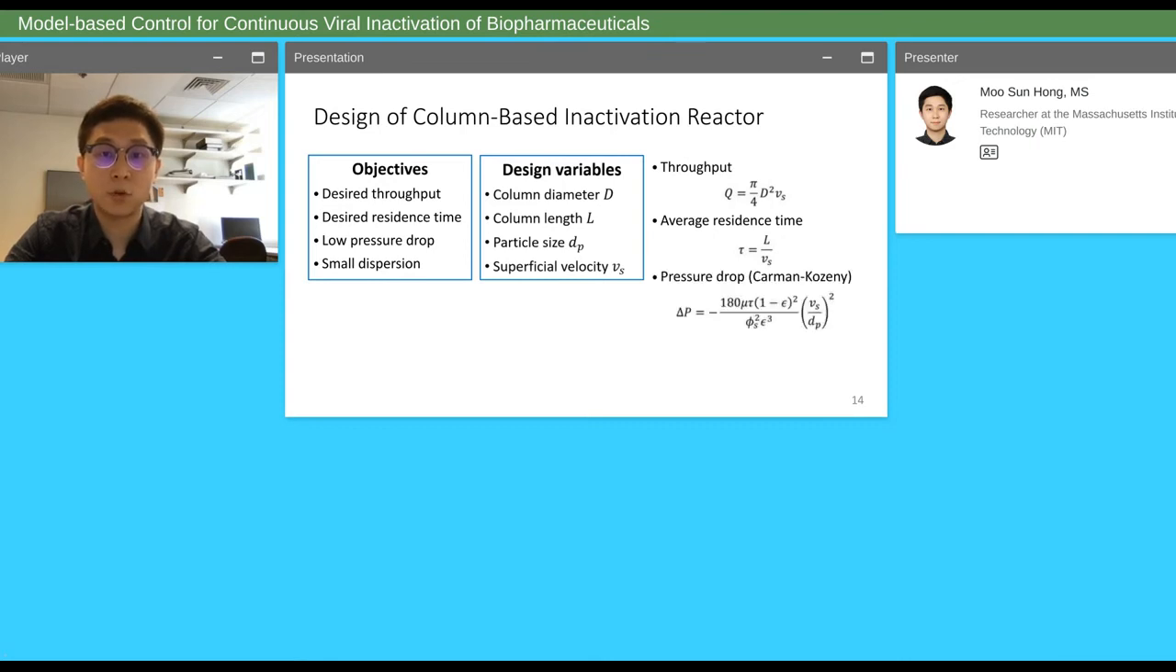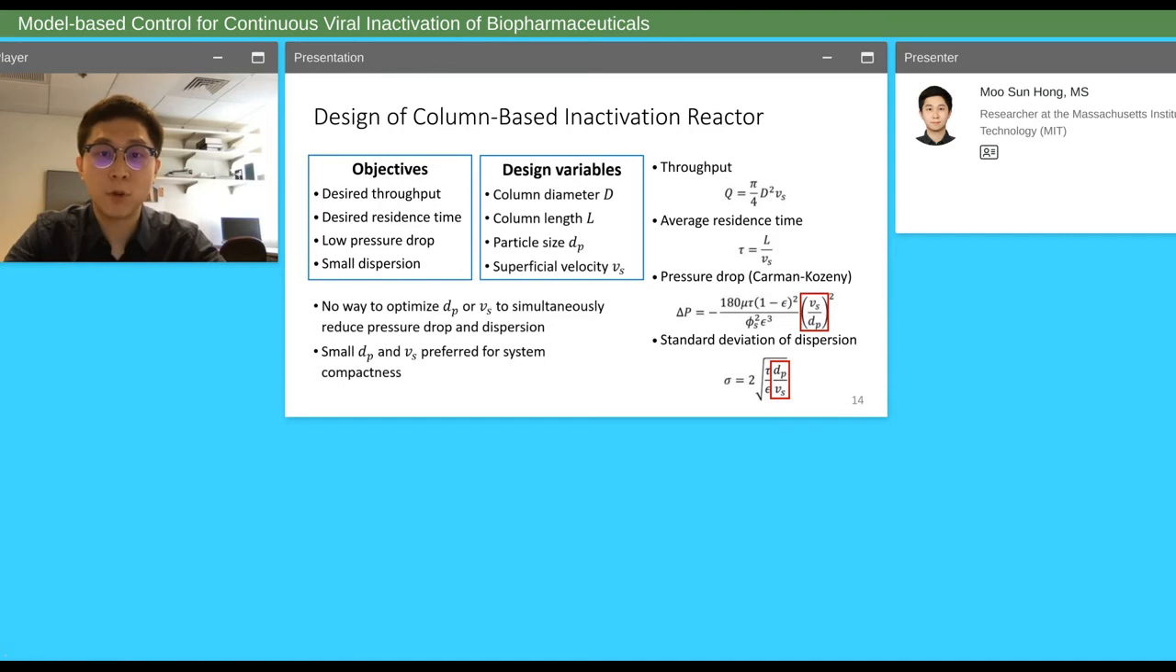Pressure drop from the Kozeny-Carman equation can be reduced to the given formulation. In a similar way, the standard deviation of a dispersed peak can be characterized as given from the correlation of the dispersion coefficient. And we can see in both relationships that the term superficial velocity over particle size only appears together in the formulations. So we can conclude there is no way to optimize a choice of particle size or superficial velocity to simultaneously reduce pressure drop and dispersion. But in the interest of system compactness, a small particle size and superficial velocity are preferred for the system design.